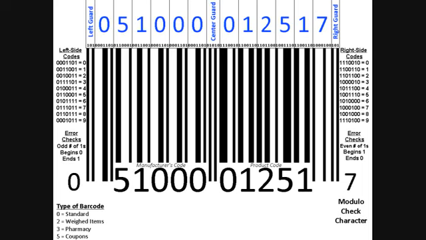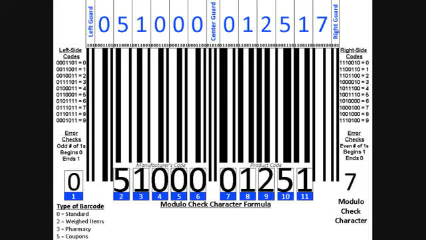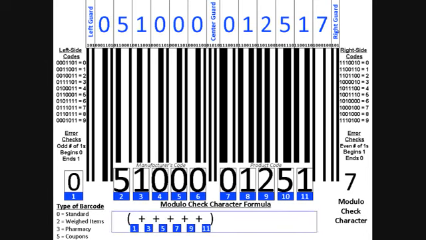The modulo check character formula is actually based upon the positions of each of the numbers at the bottom of the barcode. It first adds up the digits in the odd numbered positions, and then it adds up the digits in the even numbered positions. It then multiplies the odd numbered digits by 3 and adds that amount to the sum of the even numbered digits. So we'll go ahead and plug in the numbers from our barcode, and we come up with a final total of 23.